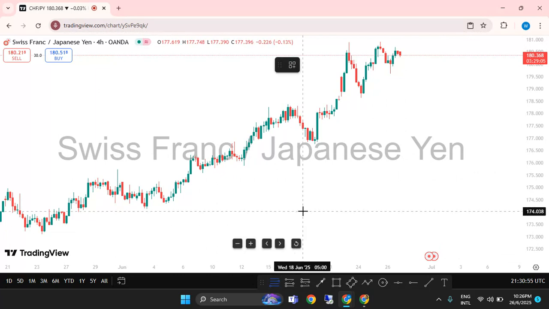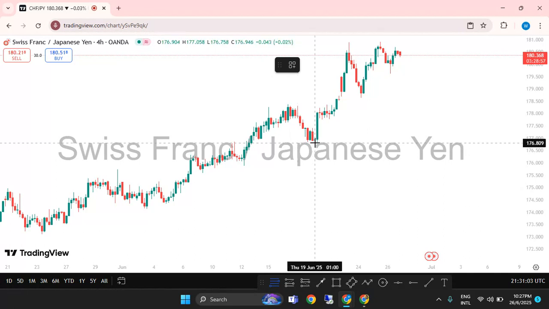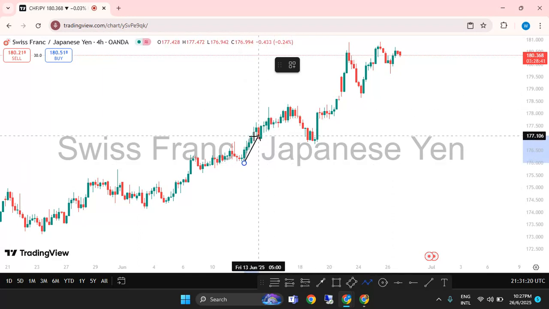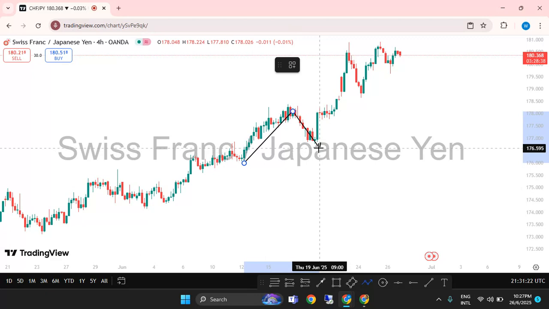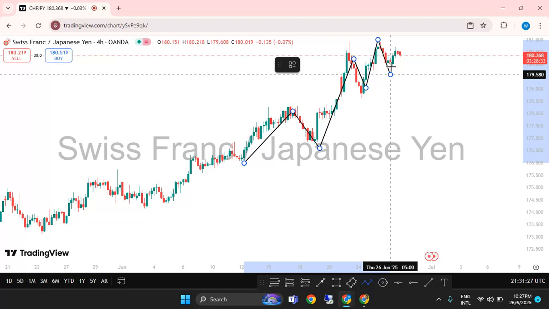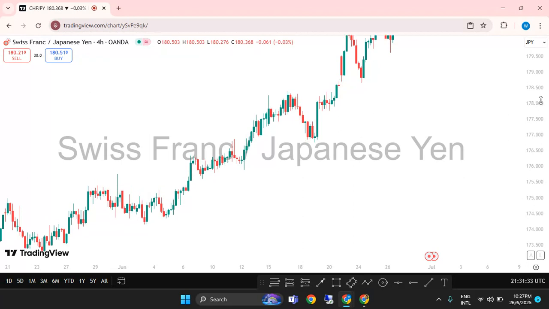We're currently on an uptrend on the CHF JPY chart. For us to identify where the market is going to pull back to, first of all we need to know the swing high and the swing low. As you can see here, this is a swing low, swing high, swing low, swing high, swing low, and so on and so forth. That's how it goes. For you to know how to take the trade, you have to know the swing low and the swing high.